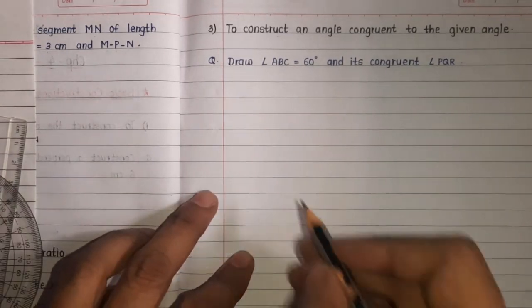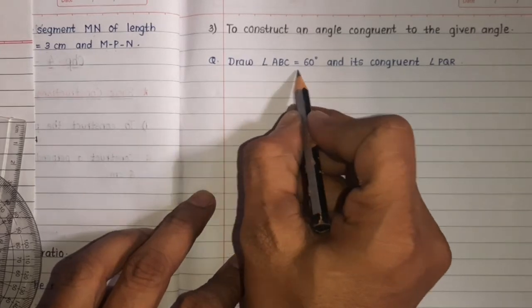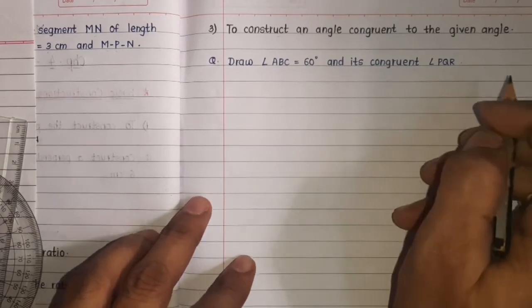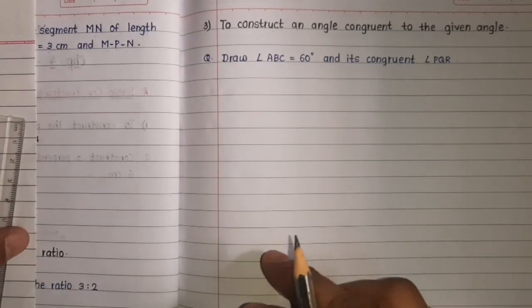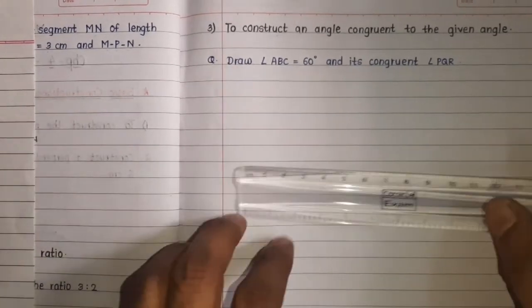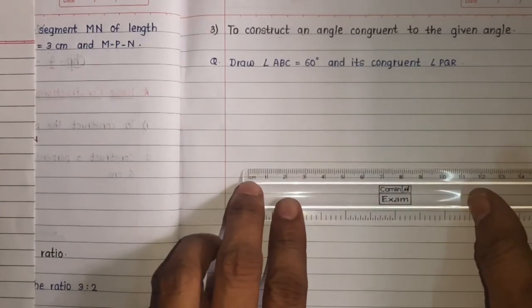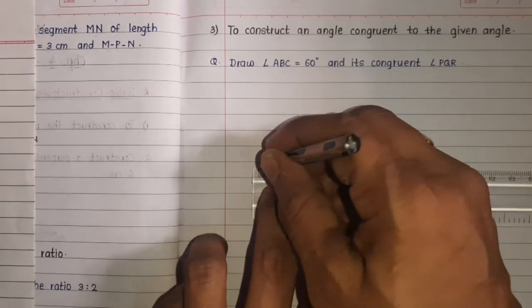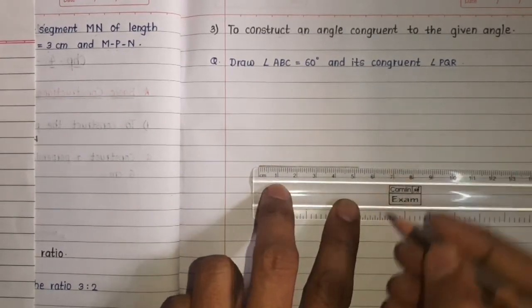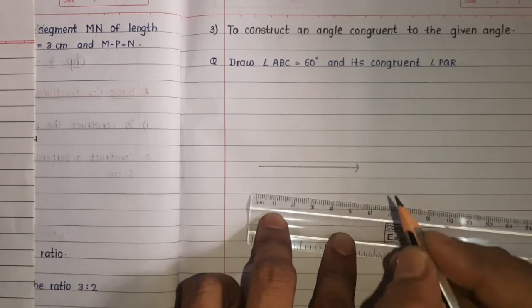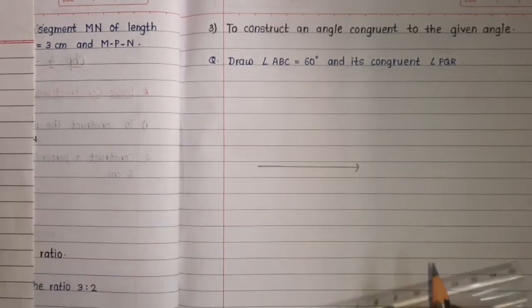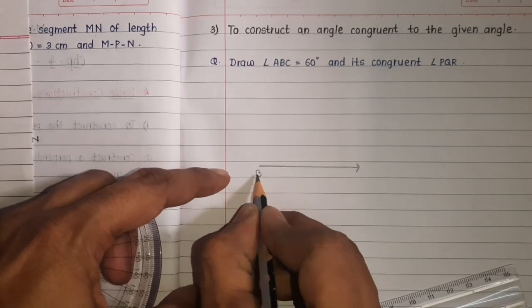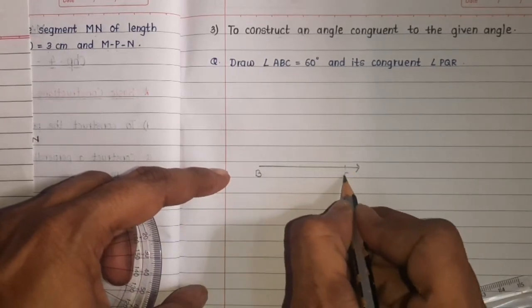Dear student, see, draw angle ABC equal to 60 degree and its congruent angle PQR. Now first of all we have to draw the angle ABC. For that purpose we have to draw one ray, like this. On one end we have to make an arrow. Now this is angle B, therefore here it is B. Here we have to write C.